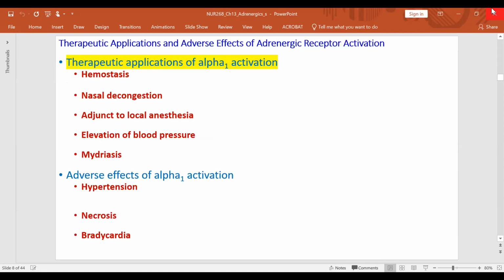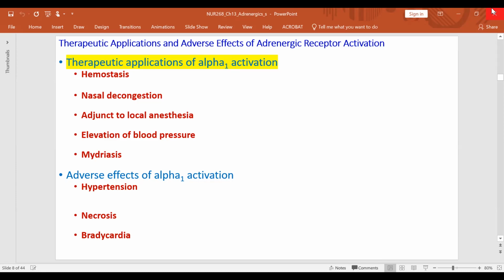What are the therapeutic applications and adverse effects of adrenergic receptor activation? So, therapeutic applications of alpha-1 activation. What kind of indications, diseases, or conditions can be treated with this mechanism? Hemostasis. We can stop the bleeding by eliciting vasoconstriction. We can arrest bleeding via vasoconstriction.